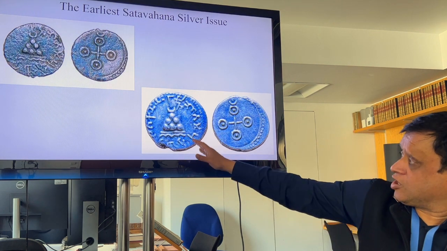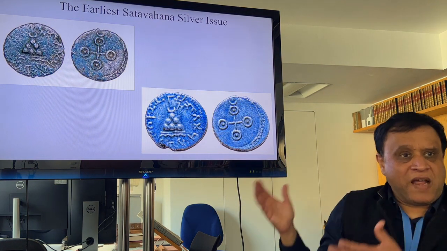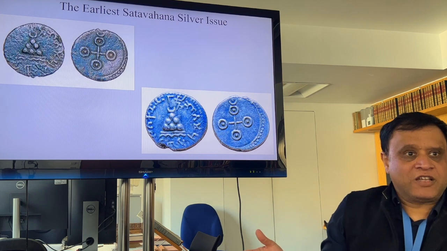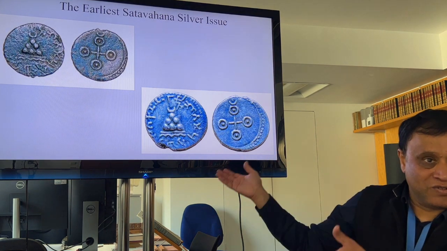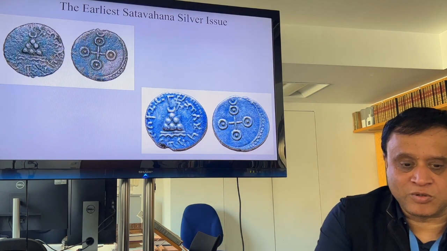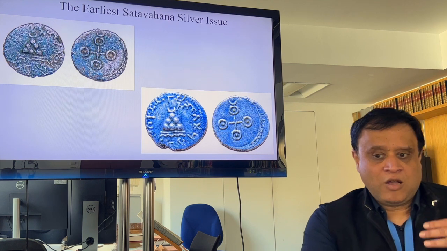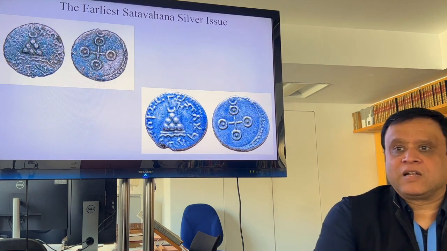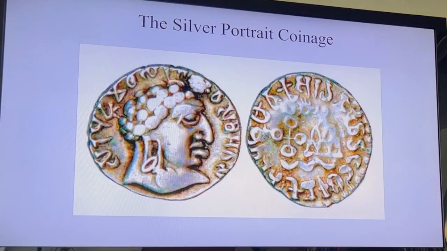So after Gautami Putra Satakarni, what this tells us is that the independent silver coinage of the Satavahanas was started by Gautami Putra Satakarni. That's what this will tell you. But his son then changes the design dramatically, and he sort of goes back to the model that was prevalent, and then he issues coins with his own portrait on.